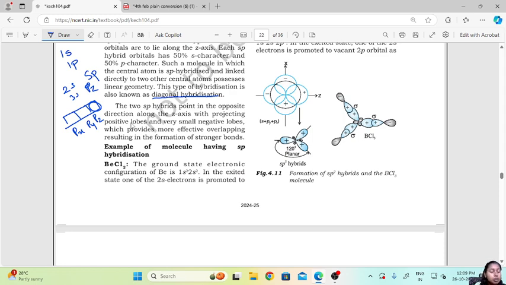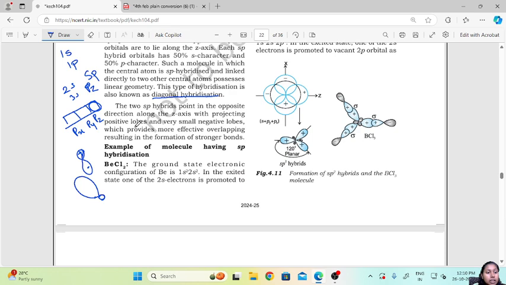You know, right? P orbitals are depicted in a lobe form. One lobe with a positive end and another lobe with a negative end. Now, when we draw sp hybrid orbitals, or when we show them along the axis, the positive lobe and negative lobe are shown in such a way that the positive lobe is bigger and the negative lobe is smaller.